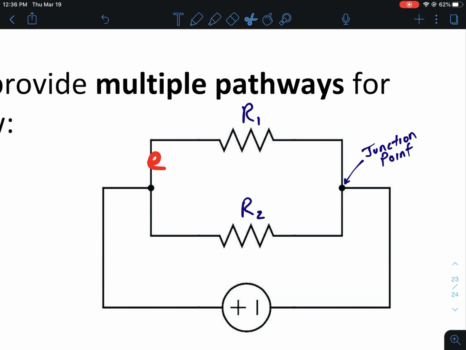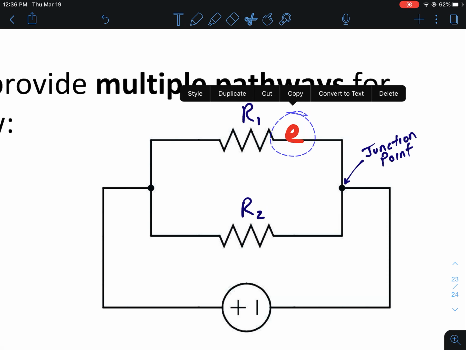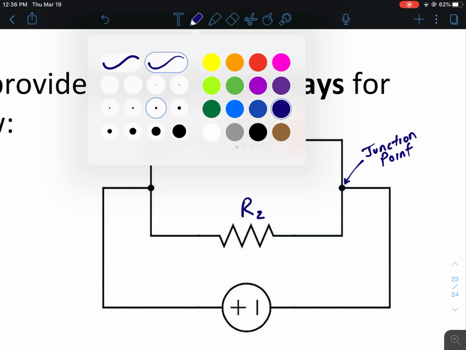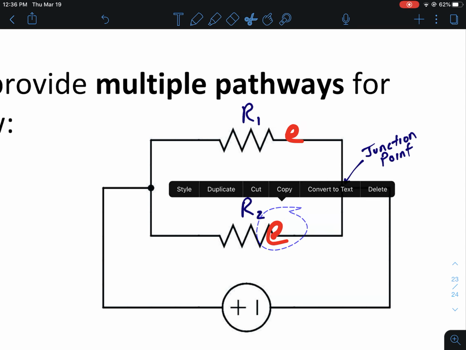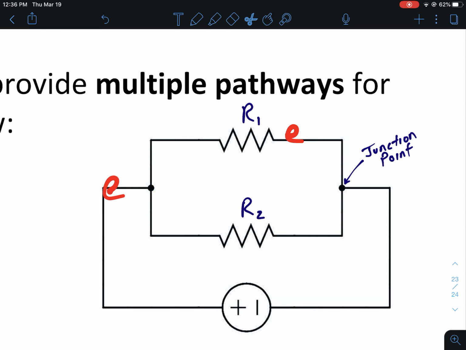Dish off my energy to resistor 1 and come back. And I'm not going to go back through resistor 2 because the path of least resistance would be to go back to the battery at that point, right? So an electron can flow there, right? But if this electron chooses to go there, another electron coming through can choose to go this way, and then he can meet back up at the junction point and go back to the battery.